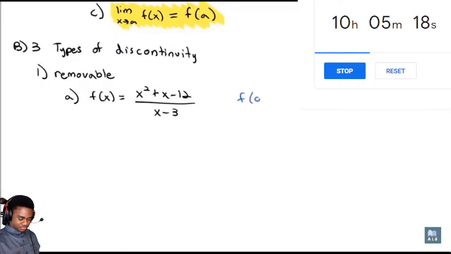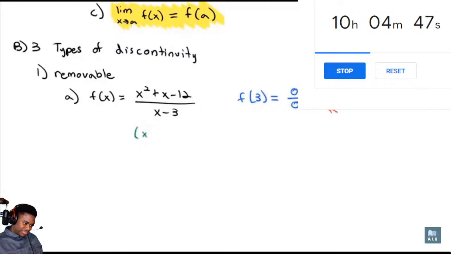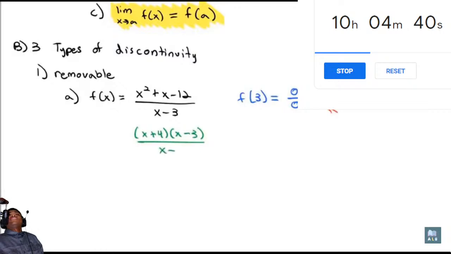Notice if we tried to calculate f of 3, or just directly substitute the 3 in, we would get 3 squared plus 3 minus 12, which is 0, divided by the important part, 3 minus 3 is 0, and we can't divide by 0. So f of x, or f of a, f of 3, is undefined. However, if I took my function and I factored it, we'd get x plus 4 and x minus 3, over x minus 3. We can then divide out the x minus 3, and we've removed the discontinuity, or the problem.